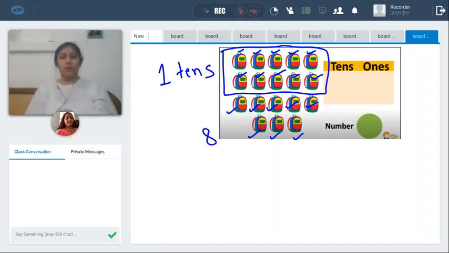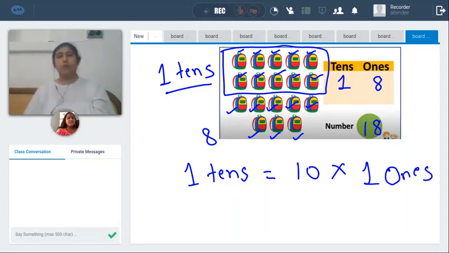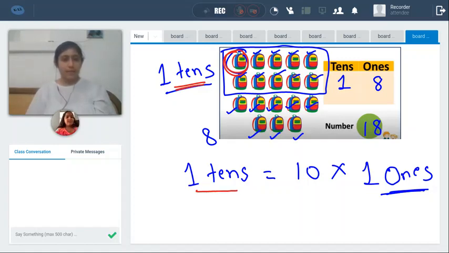Okay. So I'm going to write 8 here and 1 here because I have 1 ten. Okay. So what is the number? 18. Good, it is 18. Okay, so one thing that we got to know is that 1 ten is actually equal to 10 ones. Let me explain how. Here ones represent this one school bag. So I have 10 school bags in 1 ten. So 1 ten is equal to 10 school bags or 10 ones.